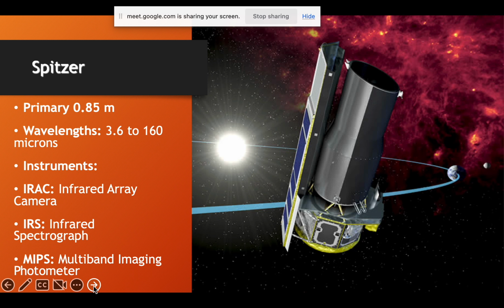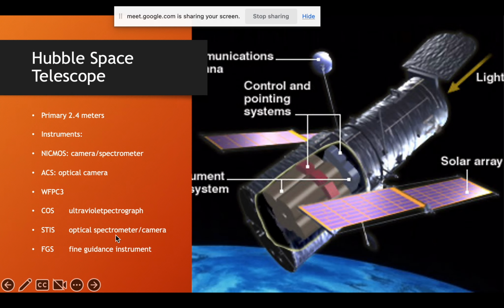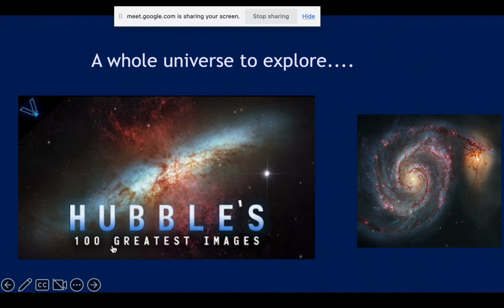Spitzer is an infrared telescope, also very effective. It's about 0.85 meters. It has also given very good data. There's Herschel. This is a 3.5 meter telescope which observes in the mid infrared and the far infrared. It is no longer operational, but it has given us very good data. The Hubble Space Telescope is what we spoke about. It's about 2.4 meters in size. It has various cameras and spectrographs on it, which have given very good data.